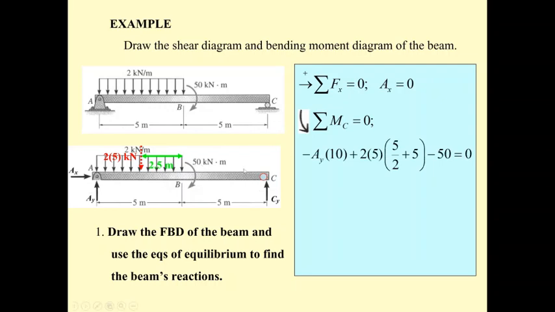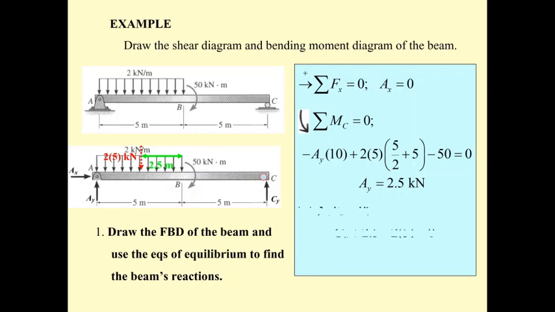Okay, so let me conclude. The A sub y times 10 rotates like this. Minus. And 2 times 5, the resultant force is going to rotate counterclockwise, going to be positive with the moment arm of this is 5 over 2 and this is 5. So we have the total of 7.5. And this is clockwise moment, so it's negative. So we get A sub y equal to 2.